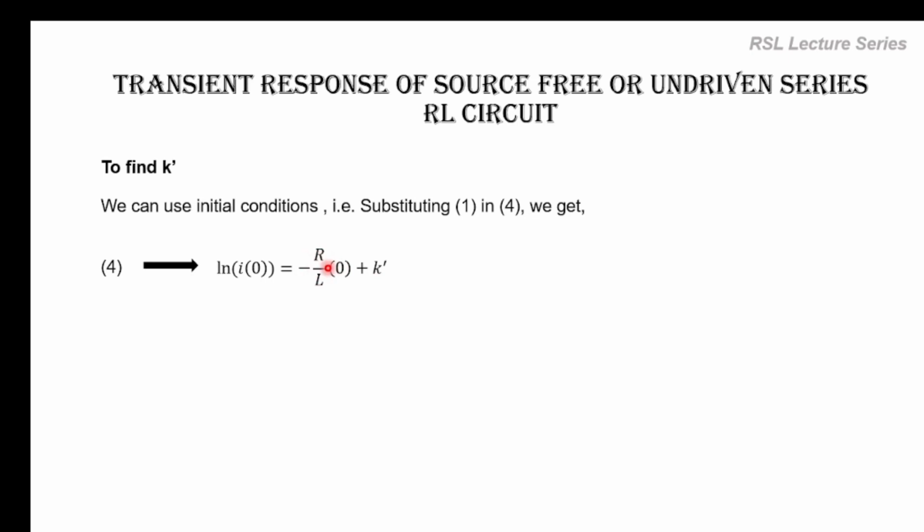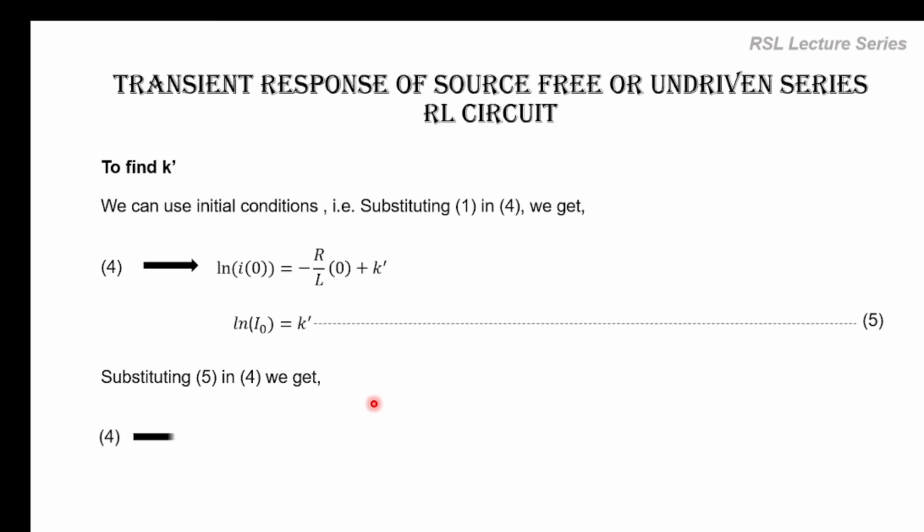So this term will become 0, and k dash can be written as ln I naught. I of 0 we have already derived in equation number 1 as I naught, which is given by V by R. So this is the k dash value. Now we can substitute k dash in equation number 4. We'll get ln I of t is equal to minus R by L into t plus ln I naught, where ln I naught is k dash.